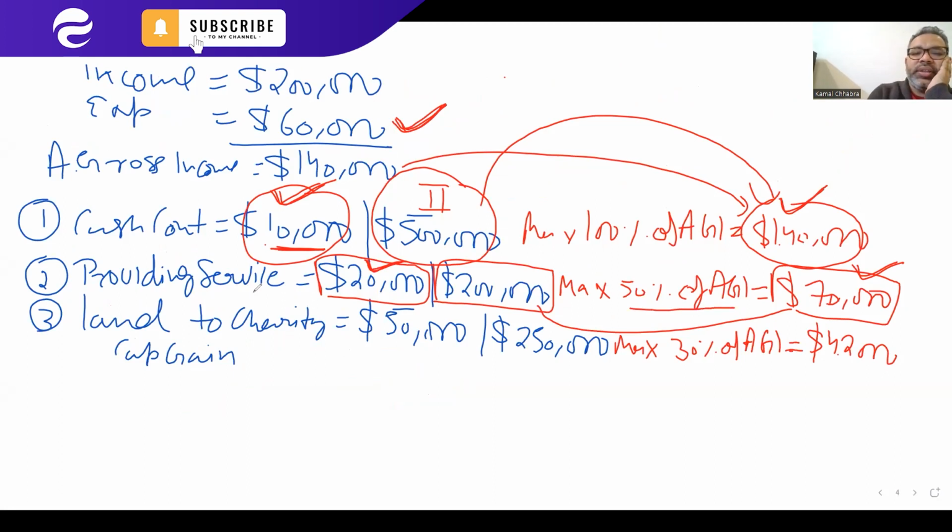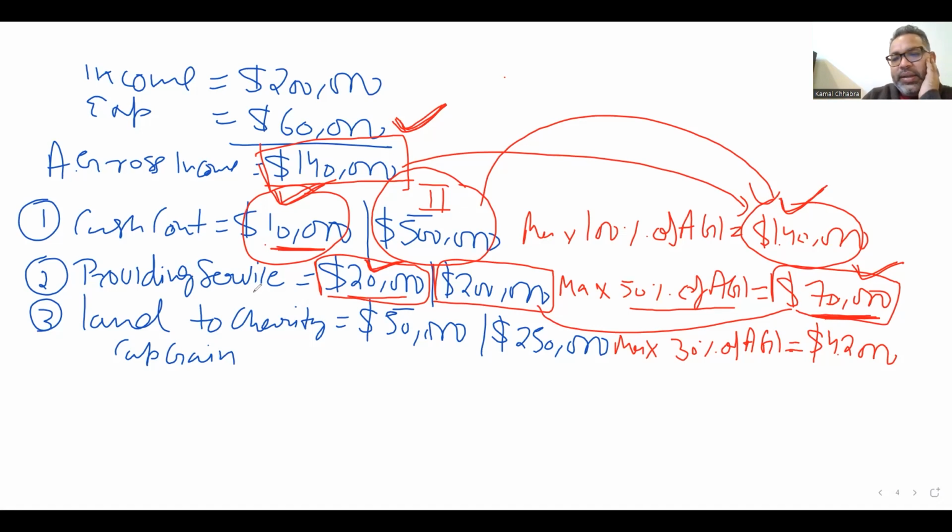50% of AGI, what is your AGI? $140,000. And what is the 50% of 140,000? 70,000. Right, Sachin? Yes, sir. So the allowable limit is maximum 70,000. In the first scenario, 20,000 or 70,000, whichever is lower, that means this 20,000 is allowed. In the second scenario, when you are providing the services or goods for 200,000, 70,000 is being allowed as an itemized deduction.